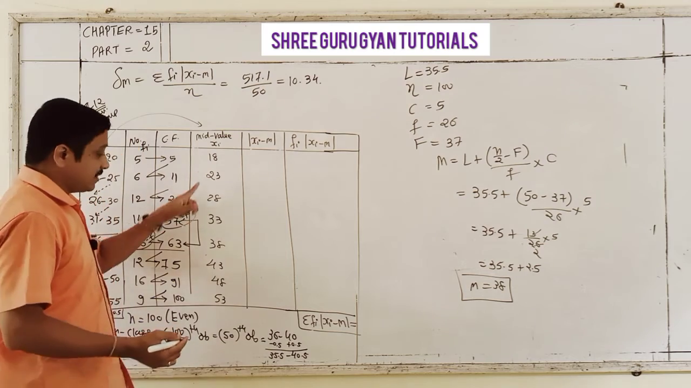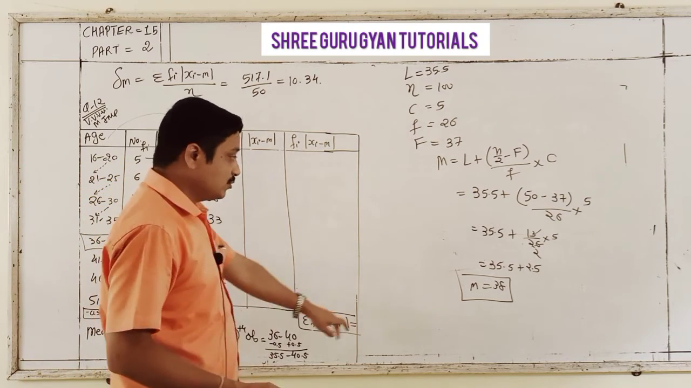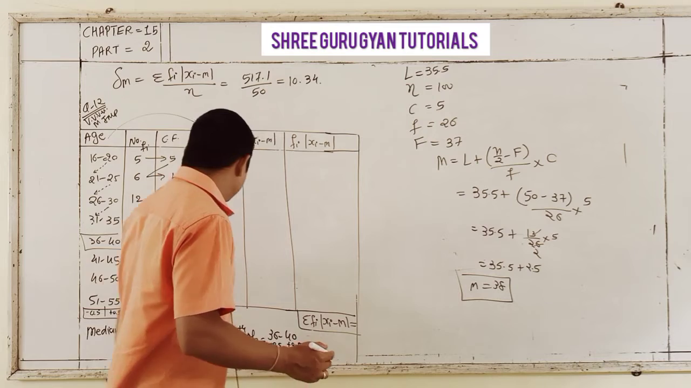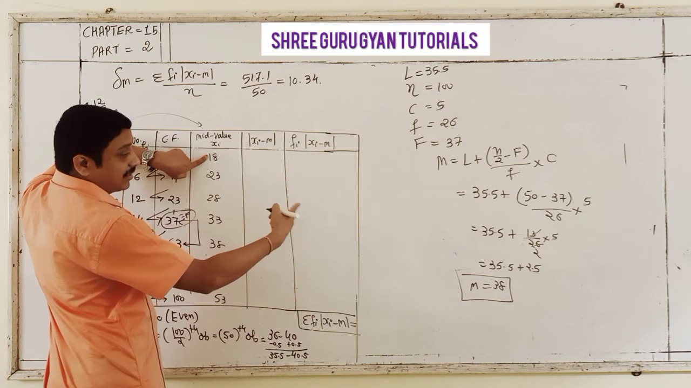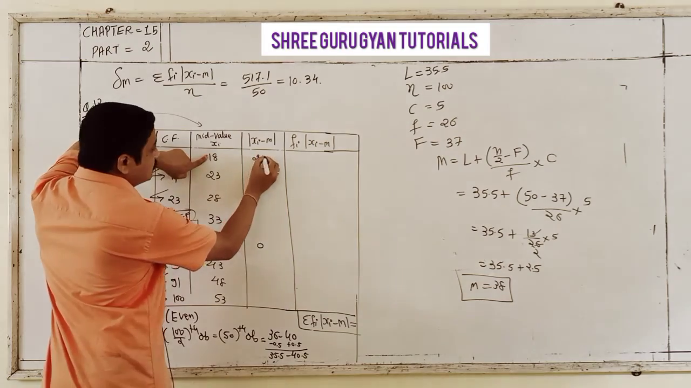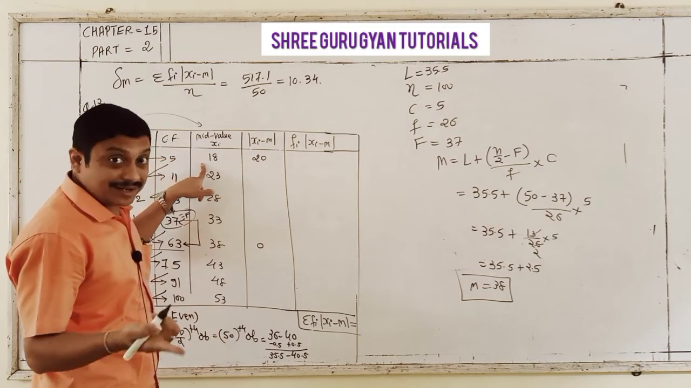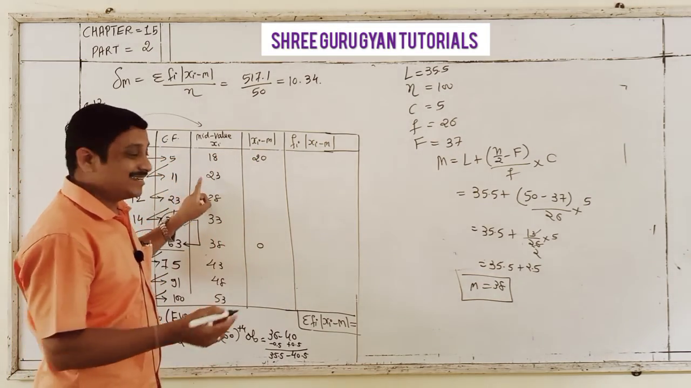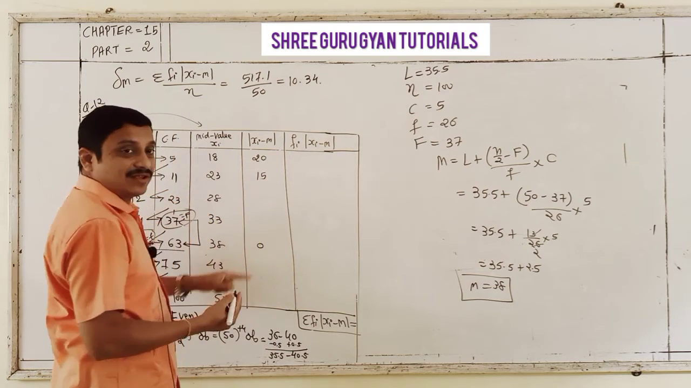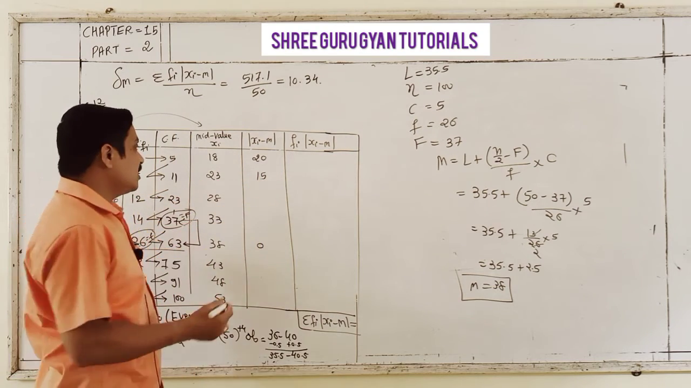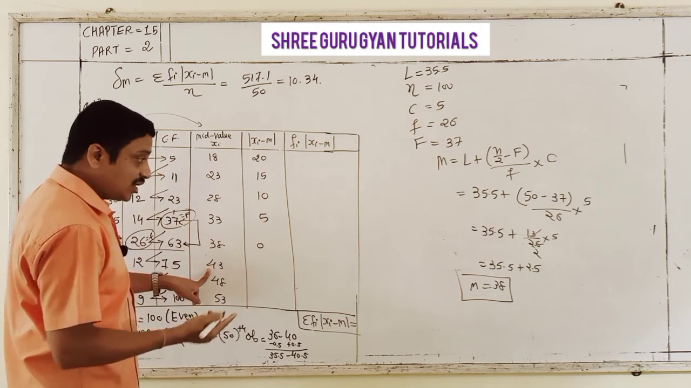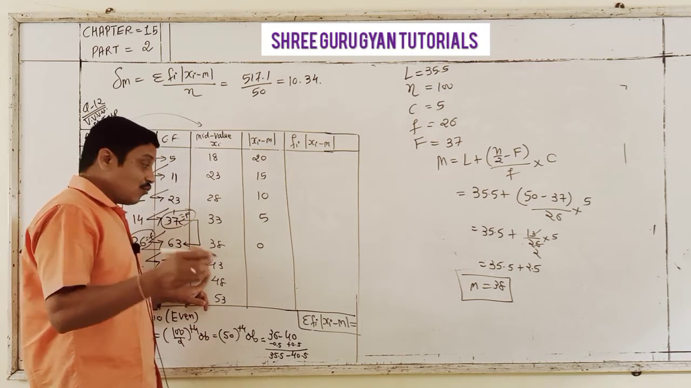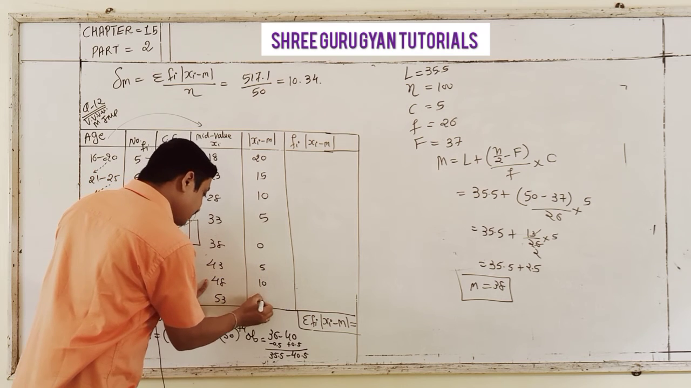And xi minus m: your m is known, students, how much? 38. So here 38 is 0. 18 minus 38, 20, 23 minus 38, 15. Now 5 is increasing, so your 5 is less: 10. Here 5, 0. 43 minus 38 is 5, then 10, 15.